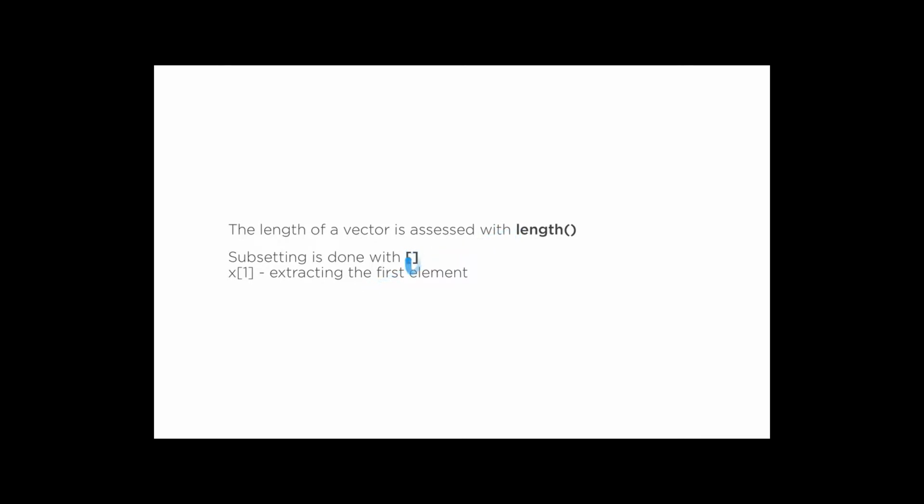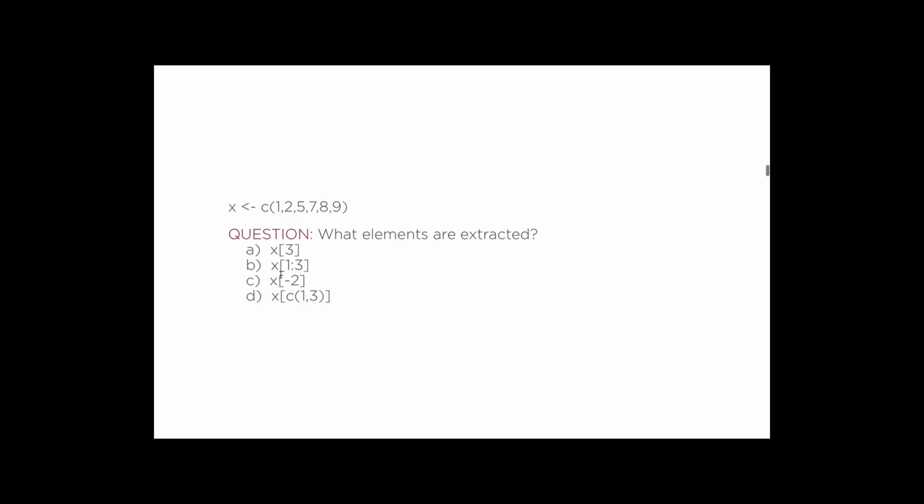To subset your vector, you would use single brackets. For instance, if you have vector x, you can slice it by using square brackets, and inside you define 1. In this case, you're extracting the first element.